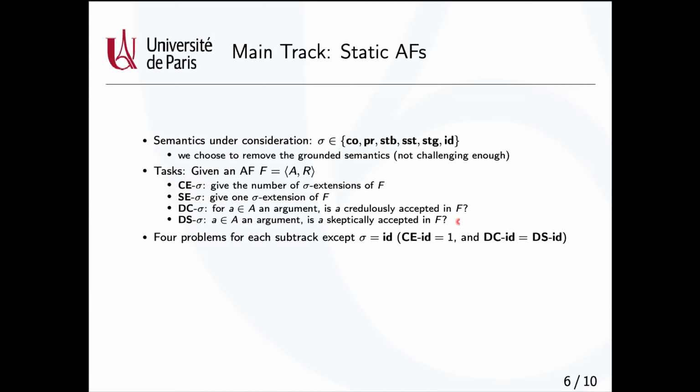So for each subtrack, we will have 4 problems, these ones, except of course for the ideal semantics, because there is always one extension under the ideal semantics. So of course, CE is trivial. And also since there is only one extension, DC and DS coincide. So we will only run one of these problems. So this is it for the main track, the static abstract argumentation. And as I said, the real new thing will be the CE problem.